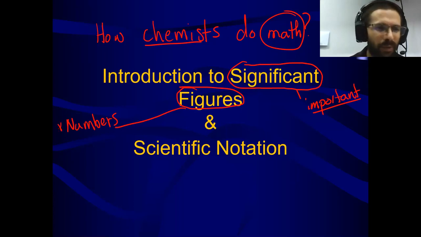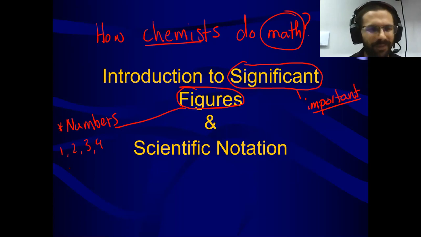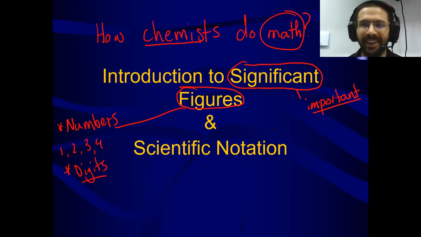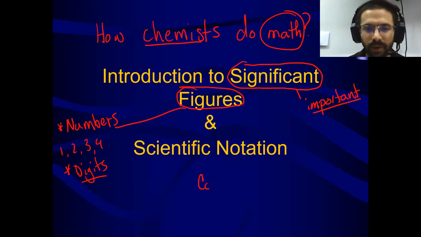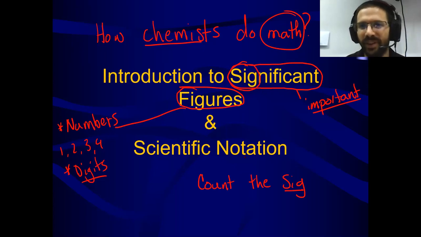Numbers like 1, 2, 3, 4. But it means more than just that. It is a digit. So I'm going to say a lot in this video and in the science classes at Saad: count the sig figs. Sig for significant, and fig means figure. Sig and fig. Count the sig figs.